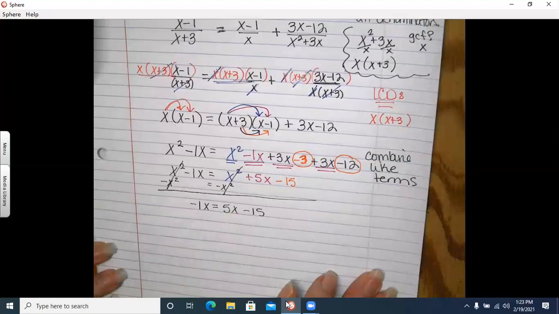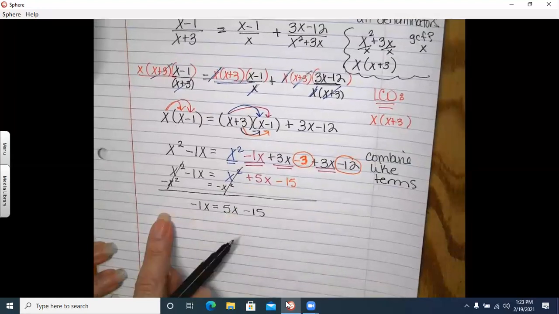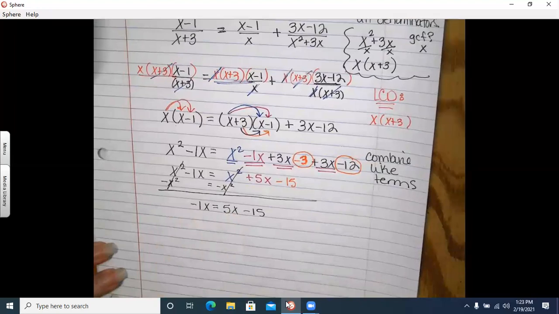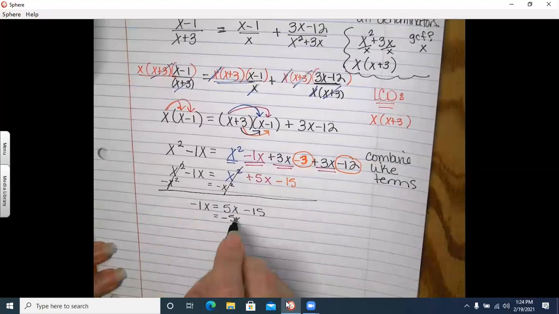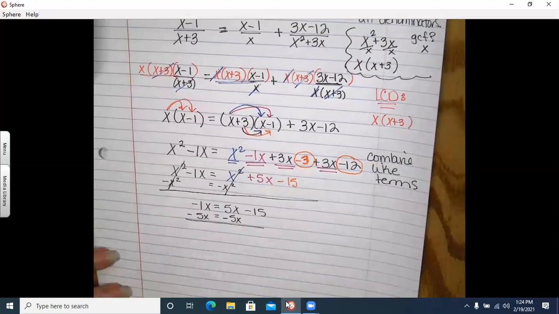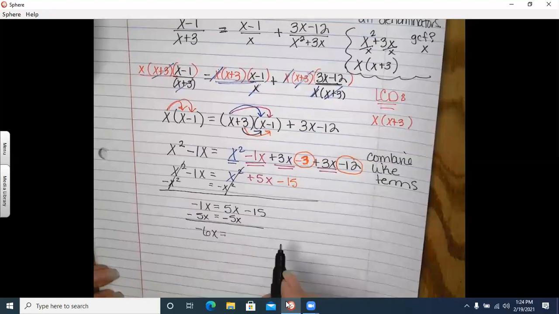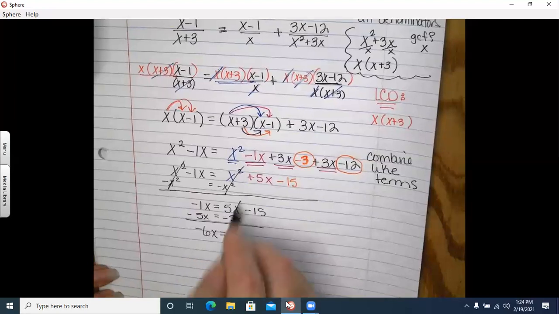Okay, if we do that, we're going to have 0 over here, and then we're going to have to move something back, which is fine. So, okay, I'll do that. Subtract the 5X. I don't normally like my X's to be negative, but it's okay, we can fix it. So what is negative 1X minus 5X? Negative 6X, good. Bring down your equal sign. 5X minus 5X is 0. Bring down your negative 15.